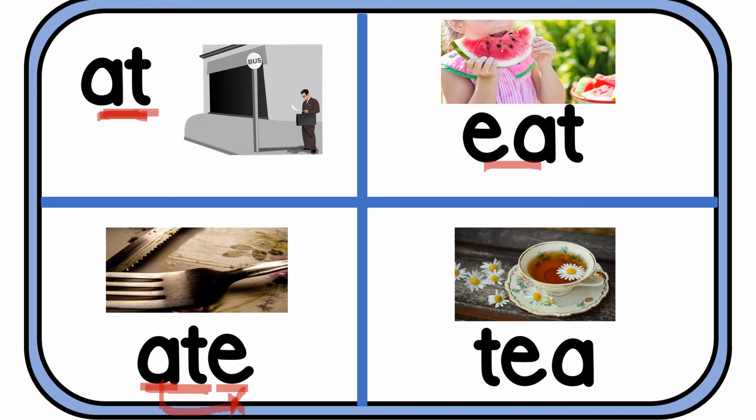E, the A is silent, the E makes the sound, calling its own name. Eat, eat, eat. T, E and A together, just like we did it a while ago. E, t, E, t. Remember, the A is silent, we hear the E.